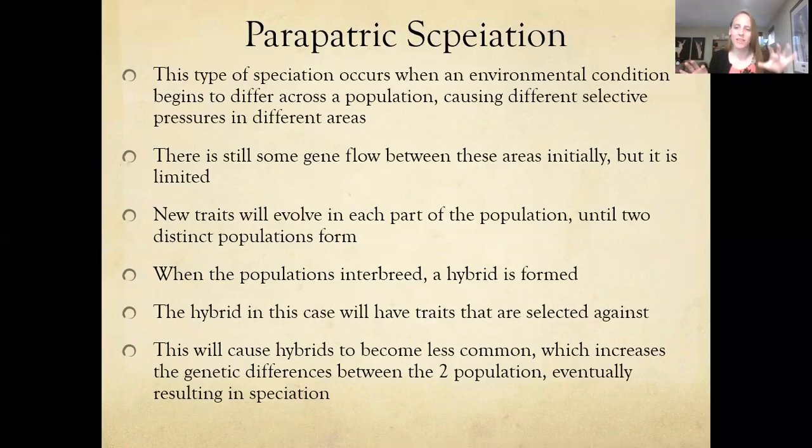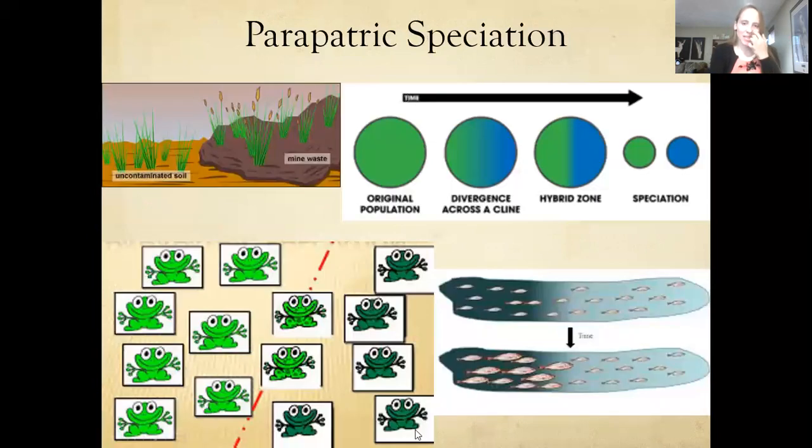And eventually you'll have different traits evolving in those two different ends of the one population. And in the middle, again, there will still be some interbreeding. There is still some genetic flow there, but you end up having this hybrid form, and the hybrid is selected against. So the hybrid becomes less common until you just have these two separate populations on the two ends. So that's what this is talking about here.